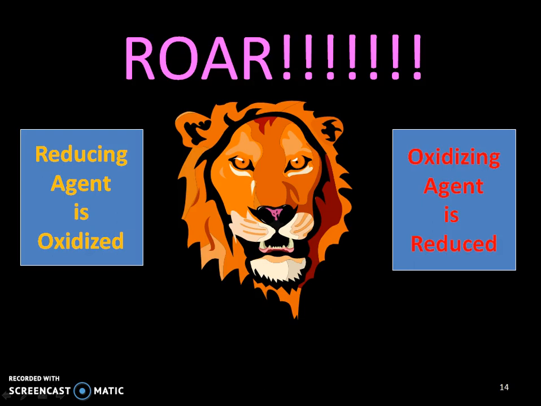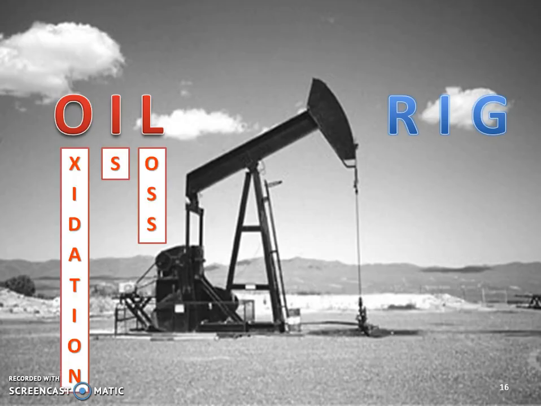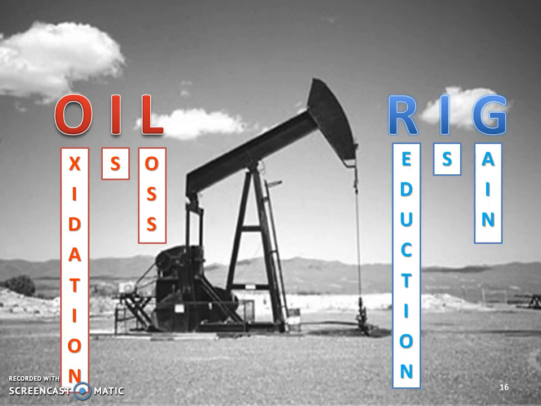Reducing agent is oxidized. Of course, it's going to help you be oxidized. The oxidizing agent is going to be reduced. Again, the agent is always helping doing the reducing. Or you want to know oil rig. Oxidation is loss of electrons. Reduction is gain of electrons.